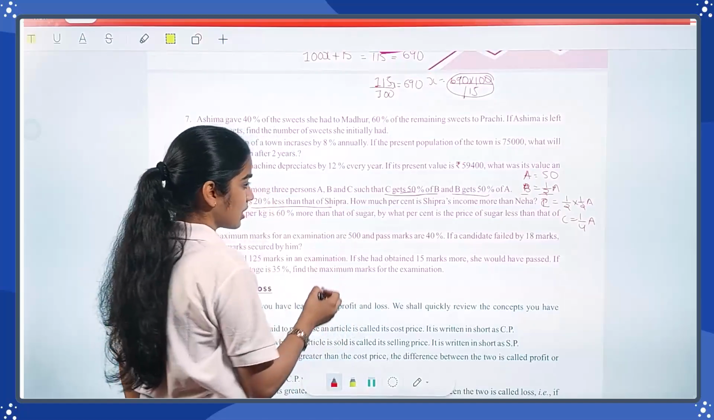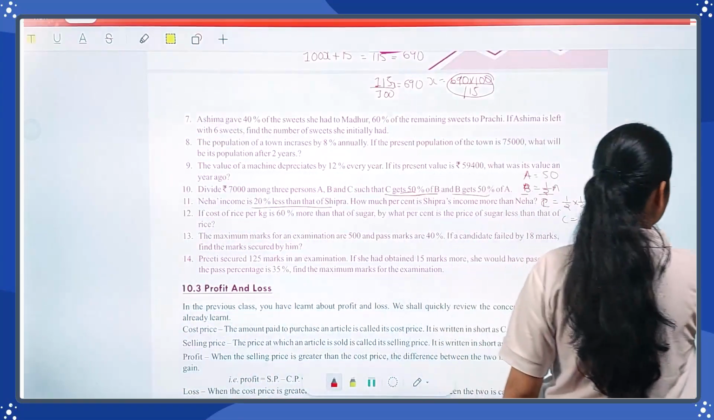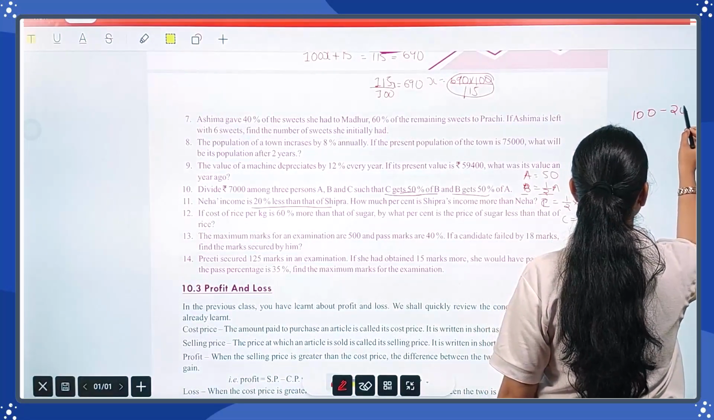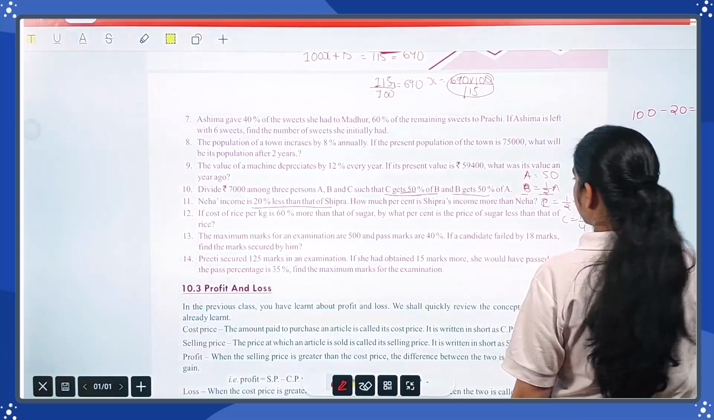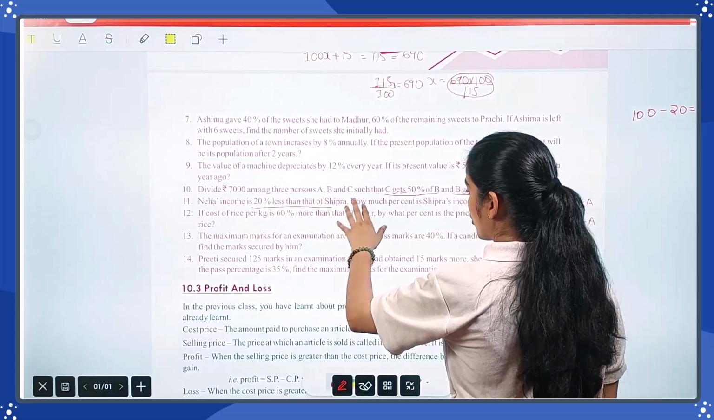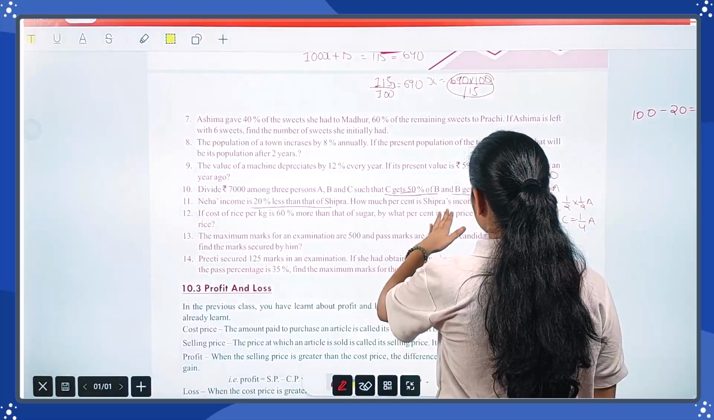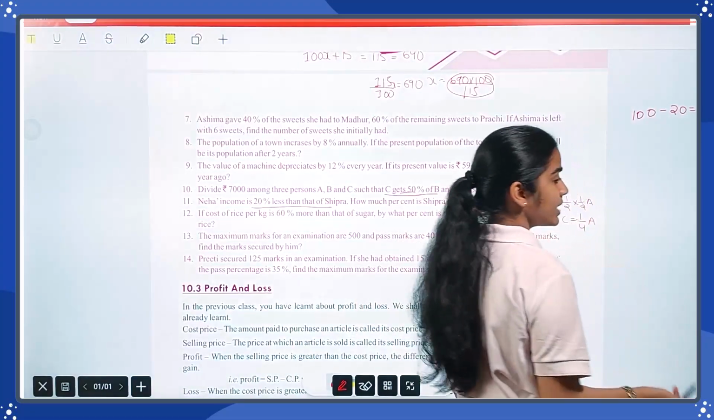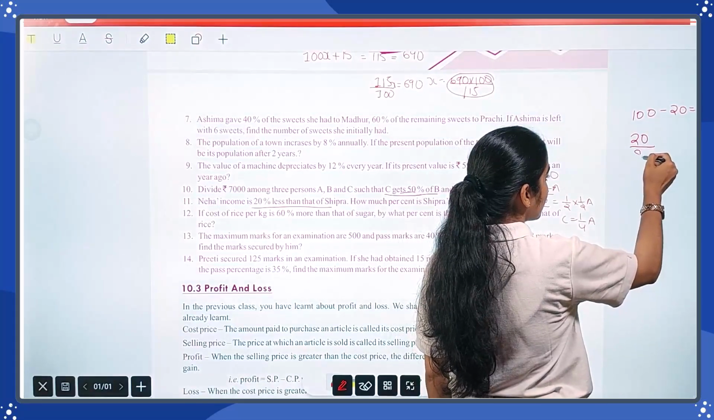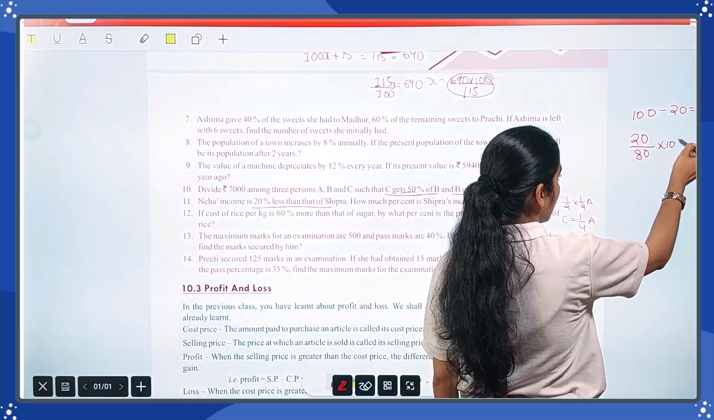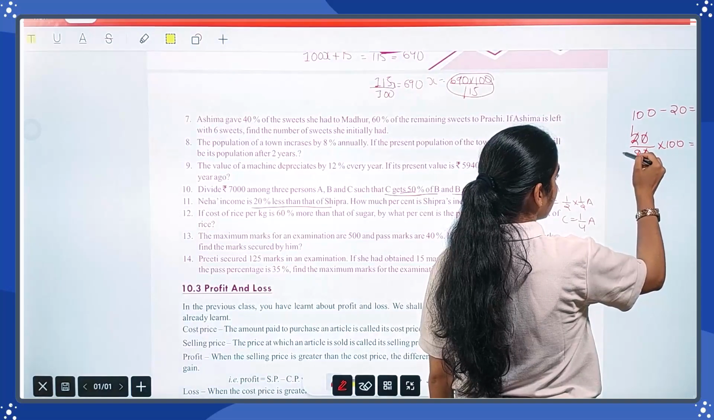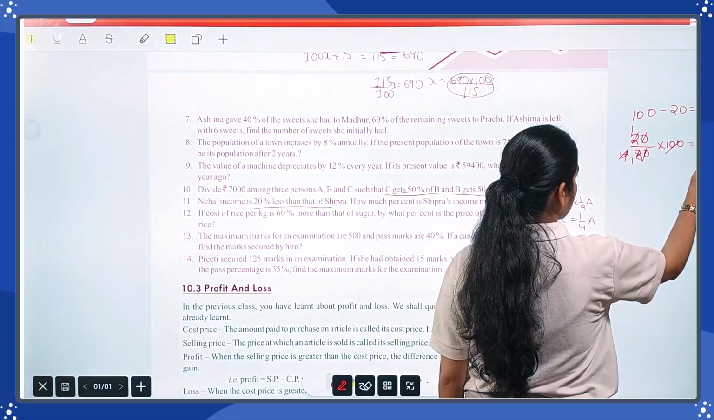Neha's income is 20% less than that of Shipra. So if I take Shipra's income as 100, then 100 minus 20 is 80. How much percent is Shipra's income more than Neha's? It is 20% more, so 20 upon 80, the difference, multiplied by 100. So 0 is cancelled out with 0, and we get 25%.